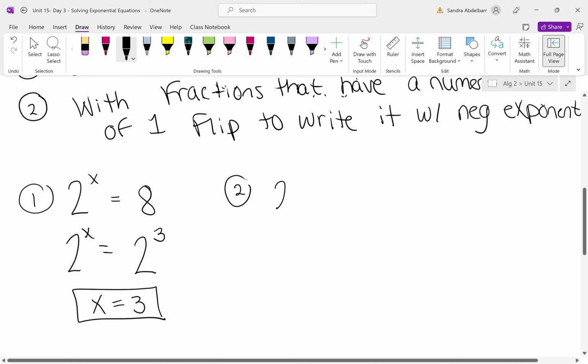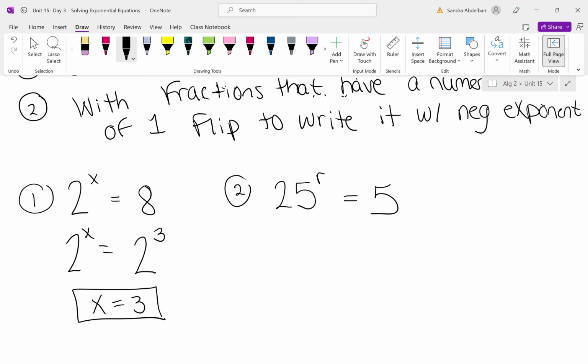All right, let's say I have 25 raised to the r power is equal to 5. Once again, we can do this in our heads, but it's not always going to be something you could do in your head. So let's practice the method. So what I want to do is change the larger base into a smaller base raised to a power. So I'm going to change 25 into the base of 5, but I'm going to raise it to what power to make it 25? 2. So now we have 5 to the second raised to the r equals 5 to the first.